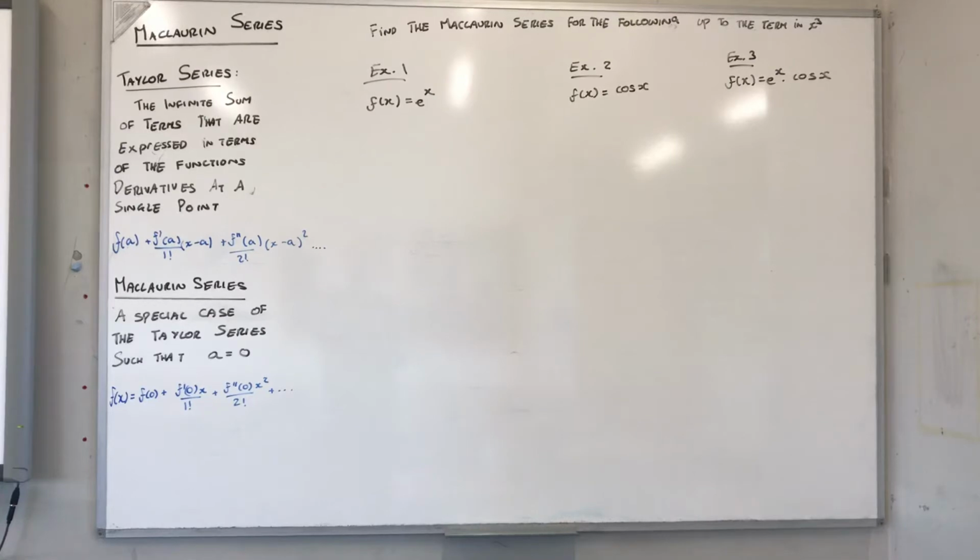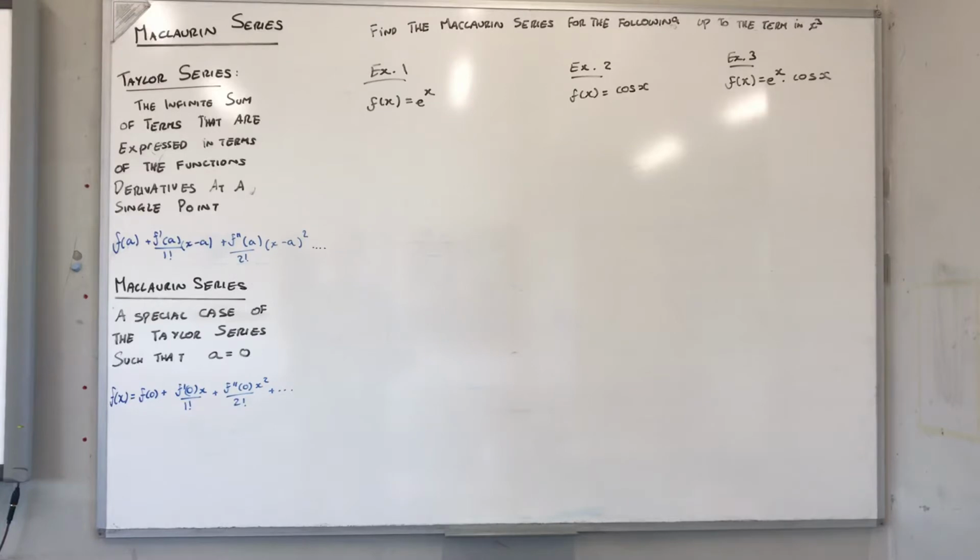It is the infinite sum of terms that are expressed in terms of the function's derivatives at a single point. Okay? So given a point a, we can have the function, and then its derivative, multiplied by x minus a and divided by 1 factorial. And then you can hopefully see that it goes f double dash a, x minus a all squared, all over 2 factorial. So the next one would be f triple dash a, x minus a cubed over 3 factorial, and it would keep going on, hence the infinite sum.